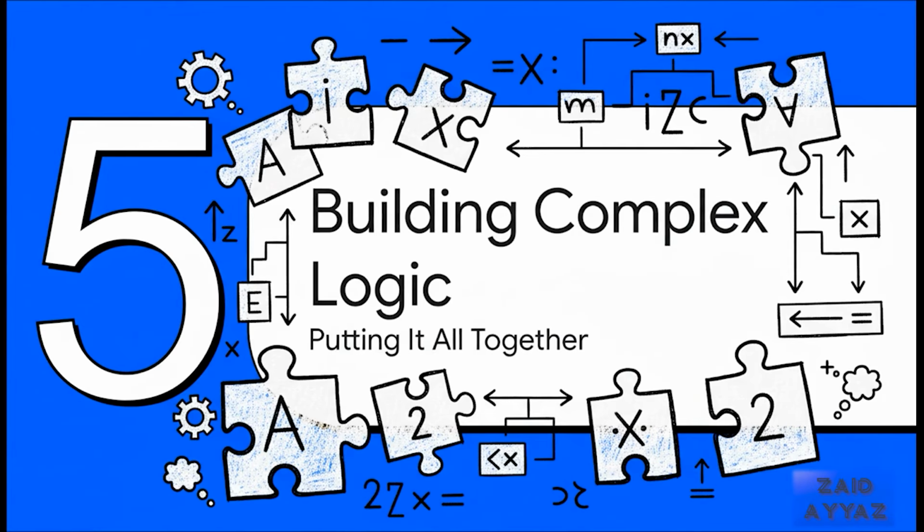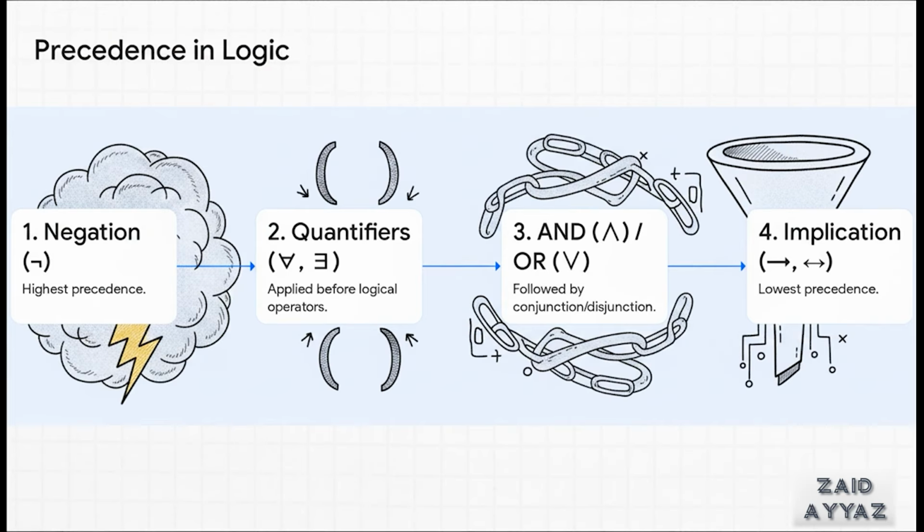All right, we now have all of our pieces on the board. We've got propositions, we've got predicates, and we've got quantifiers. So now we can start putting them all together to translate some really complex, nuanced ideas into pure, rock-solid logic. But just like in math, where you had to learn PEMDAS, parentheses, exponents, all that stuff, logic has its own order of operations to make sure we all read a statement the same way.